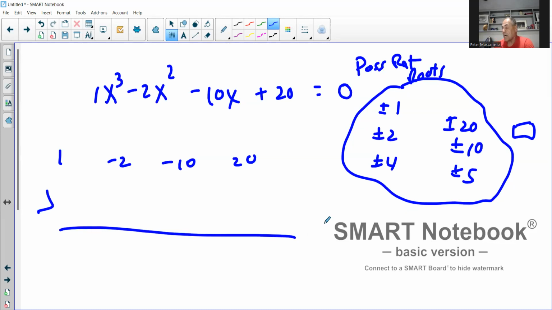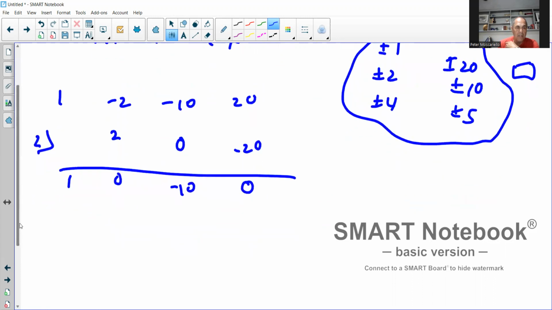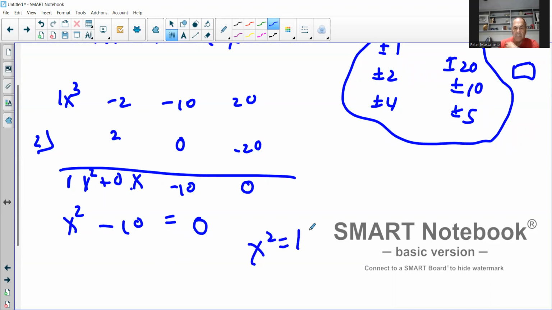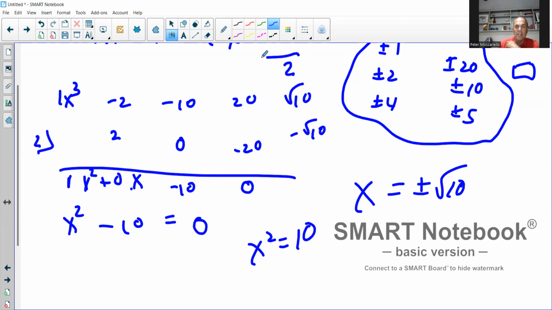And you take a shot. You try 3, doesn't work. You try 5, no, doesn't work. Try negative 2, doesn't work. You try positive 2, I think positive 2 works. It does. And look at what we're left with. We started with x cubed, so now we're down to 1x squared plus 0x minus 10. Add 10 to each side, x squared equals 10, so x is plus or minus root 10. So in the answer column: positive 2, root 10, negative root 10, and you win.